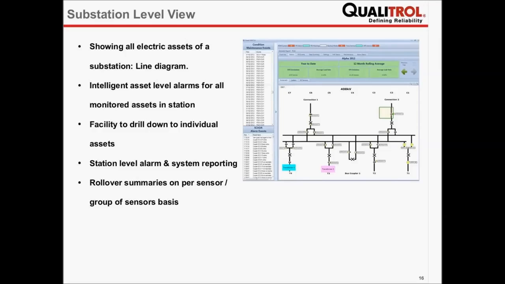That summary may be a Duval triangle with the existing status, or a summary of the current load, the current oil pressure, the current LTC position, the current capacity utilization, whatever the customer would like to have. It should be flexible enough for a customer to configure this rollover functionality, and to configure this entire screen.